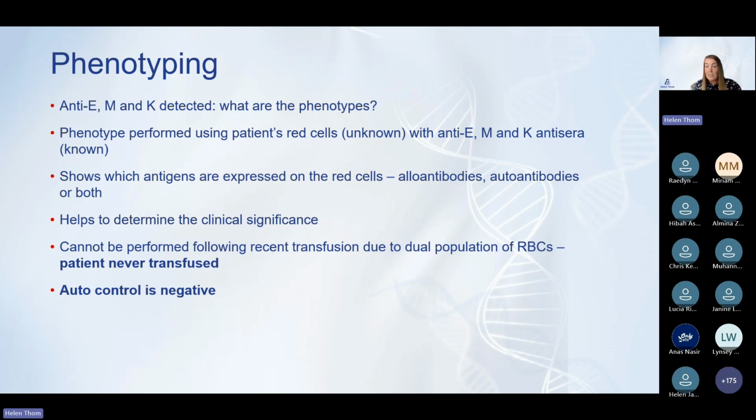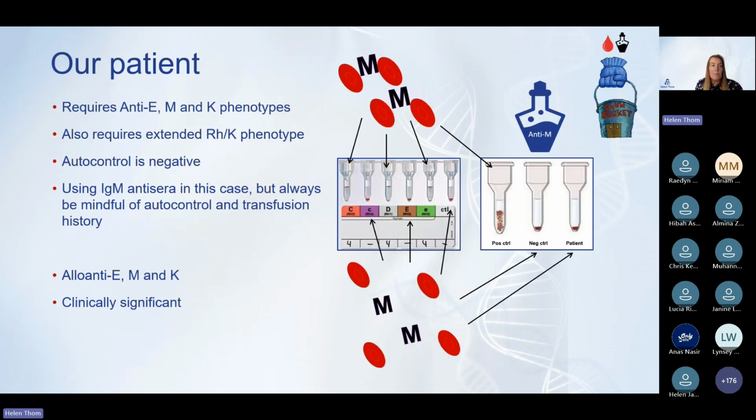But what we don't know is the phenotype of this patient. So we've said we've never seen them before, so we've not done the phenotyping. You can't use the grouping this time because it's not the D that we're necessarily interested in. It's the other antibodies. So we are actually going to have to do some phenotyping. So we know that this patient's never been transfused. Again, I've put a note there that the autocontrol's negative, just as a prompt to yourselves, just to be mindful of it. The patient needs big E, M and K phenotypes and in addition an extended Rh and K. The autocontrol's negative.